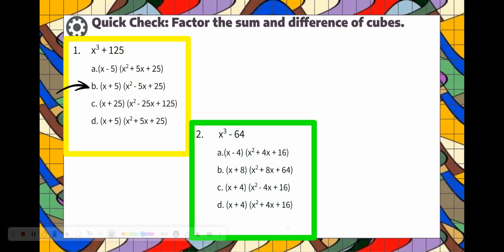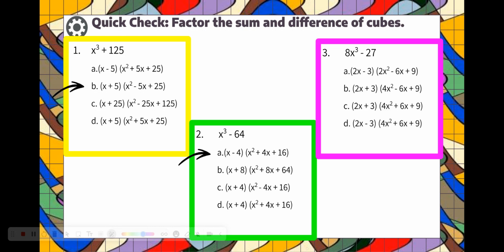Second one. X cubed minus 64. Which one do you think is the correct answer? 30 seconds. Alright. Answer A. X minus 4, x squared plus 4x plus 16. Next.